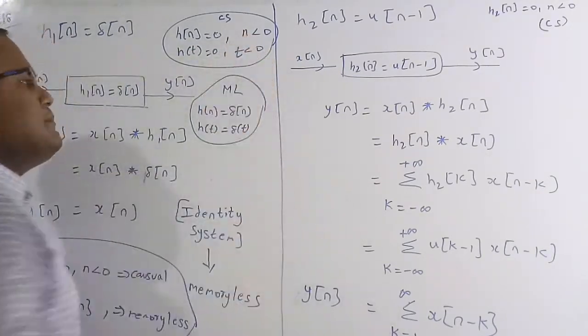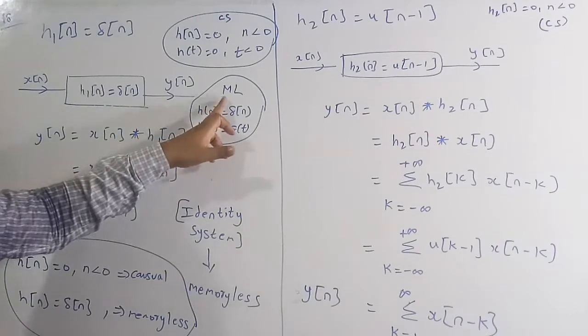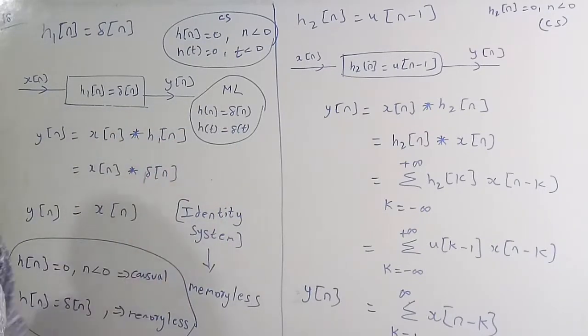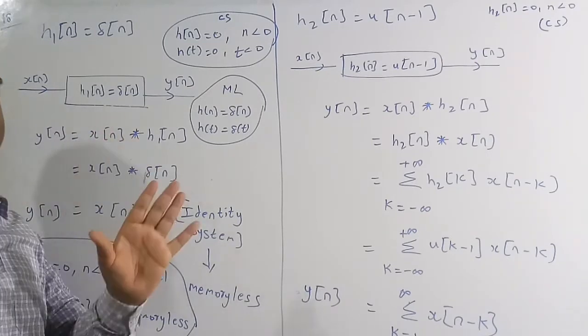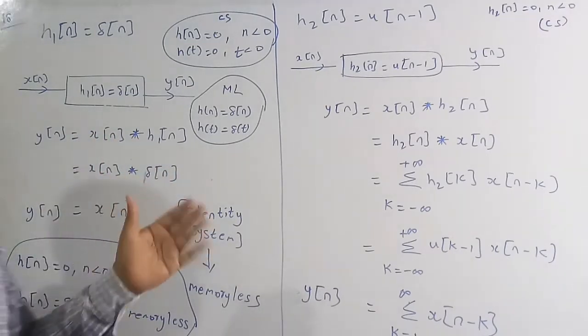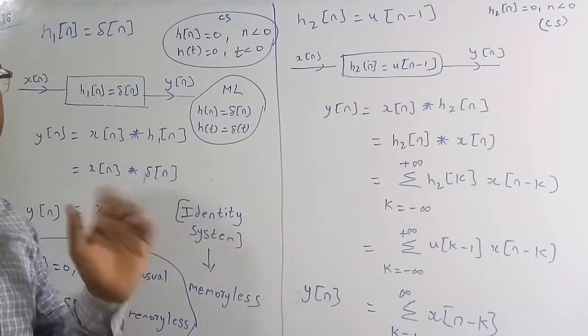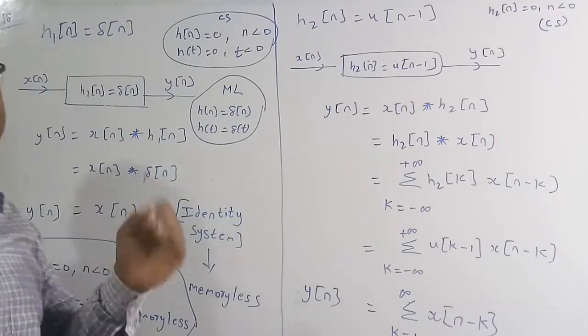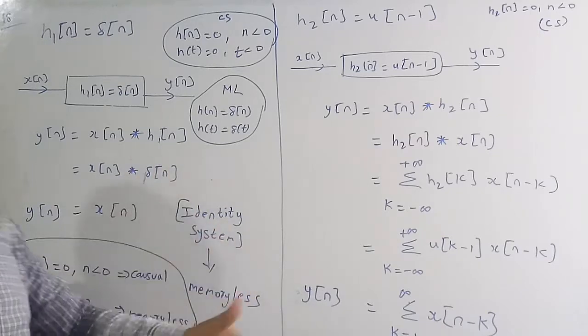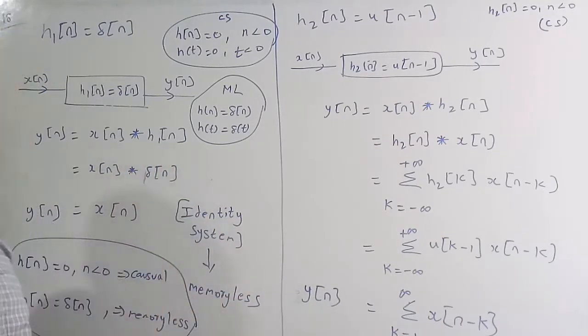And similarly for the memoryless system, the output is not going to depend upon the past values of the input, or the future values of the input. Only then can we say that the system is memoryless. It is not going to store any past or future values of the input, so it depends only on the present instant value of the input.